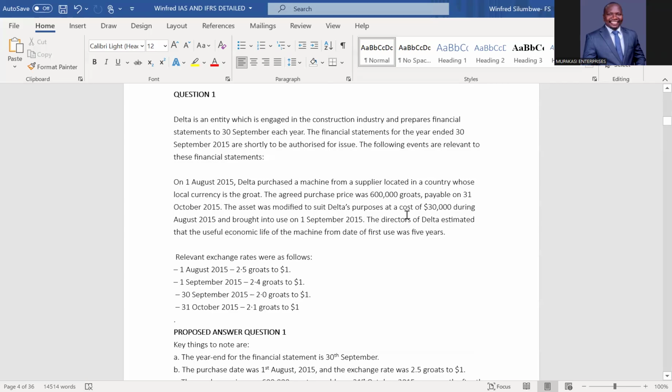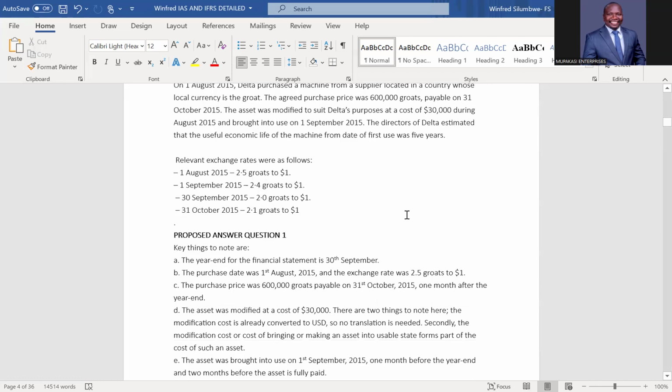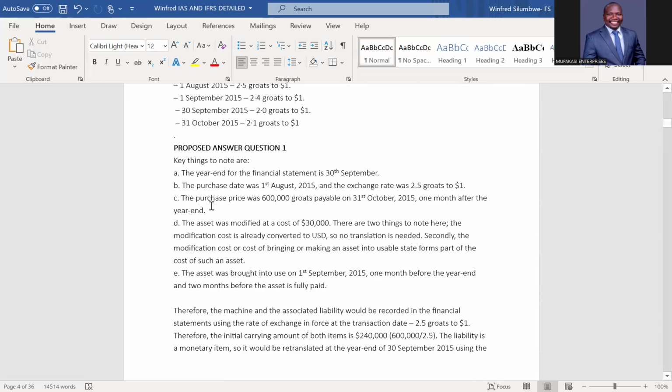Now, it's also important that this asset was brought into use on 1st September 2015, meaning 1 month after purchase and 1 month towards the year end. That's when the asset was brought into use. Great. So like I've mentioned, the year end for the financial statements is 30 September.